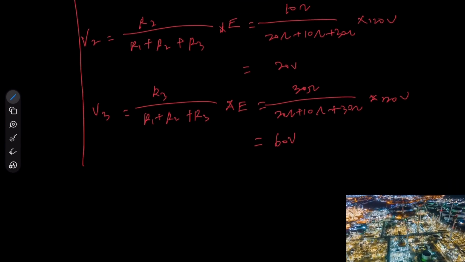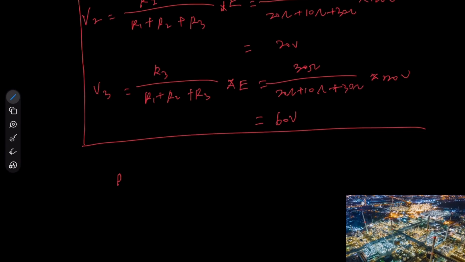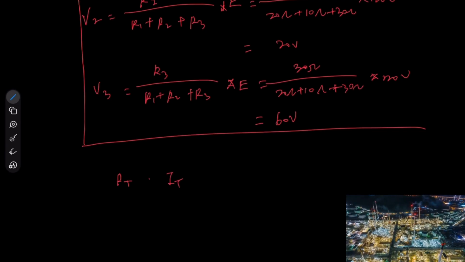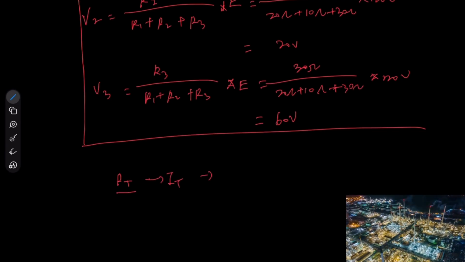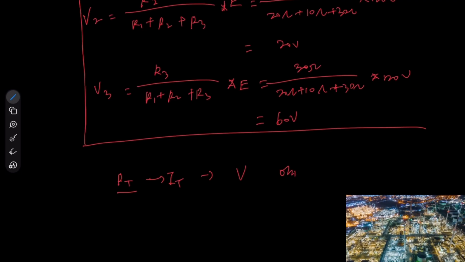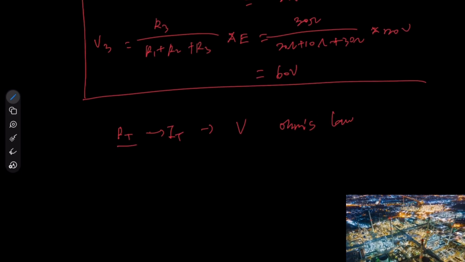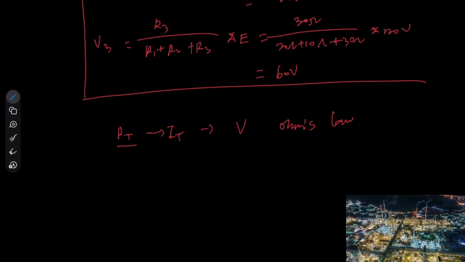The other way to prove our answer is we find the RT first, get IT, then we can find the voltage for each one by using Ohm's law. So let's do it another way.